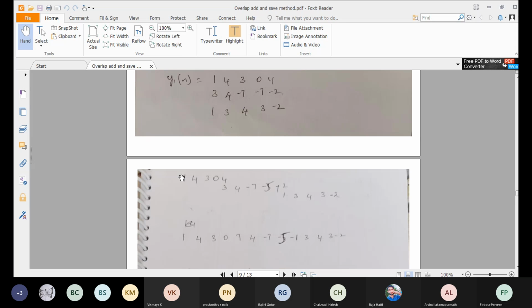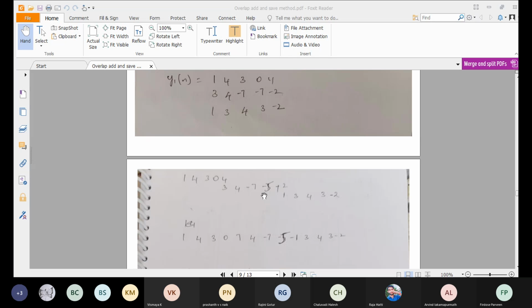So whatever it is, you add it. 1, 4, 3, 0. 4 plus 3, again it is 7. Then 4 minus 7 minus 5. So this is minus 2, 1, so minus 2, 1, it is minus 1. Then 3, 4, 3, minus 2. This is the resultant convolved sequence. So this is the overlap add method.